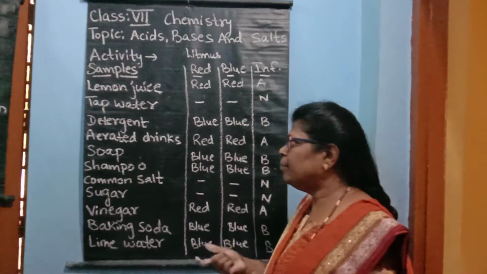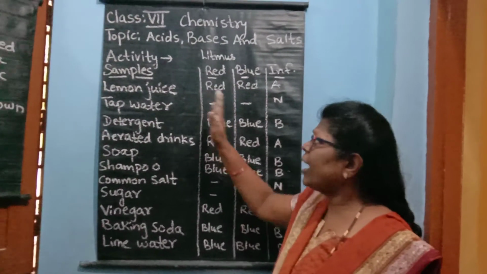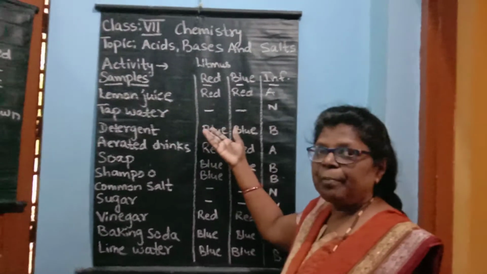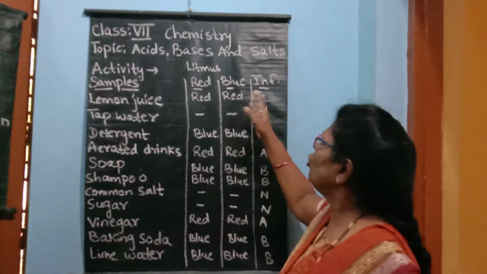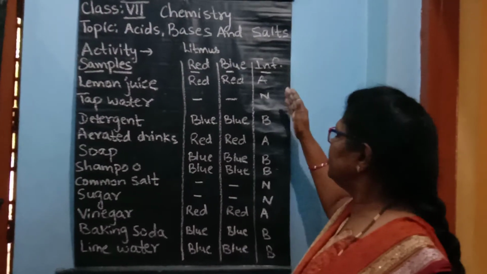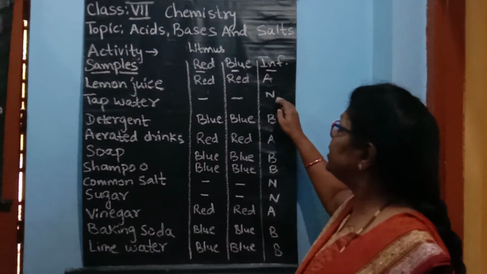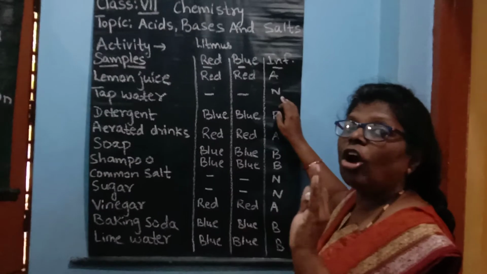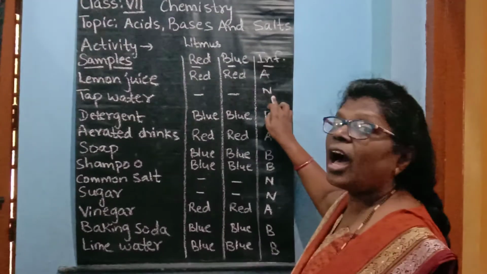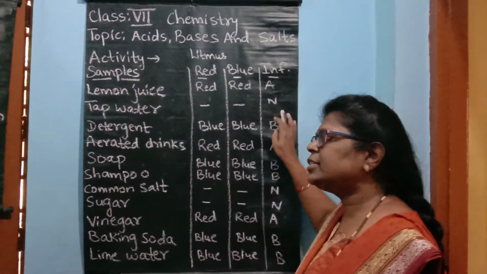So what we have come to know here is that there are some substances which change the color of the litmus paper. By the color change only, we can identify whether the given sample is acidic or basic. But there are some substances which do not change the litmus paper. So these substances are known as neutral substances.